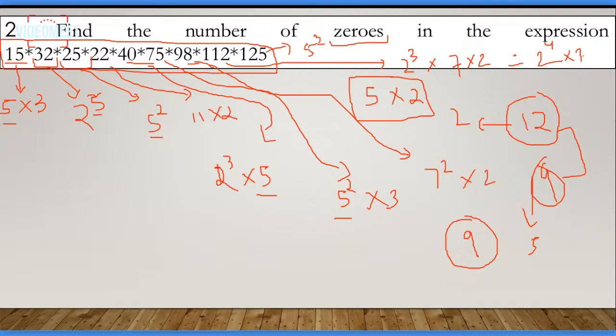Simple thing. If you want to find the number of zeros at the end of any expression, you will find the number of pairs of 5 into 2. Fine. Now we will move on to the next question. The correct answer of this question is C, that is 9.